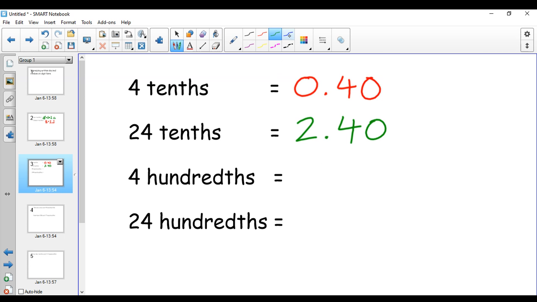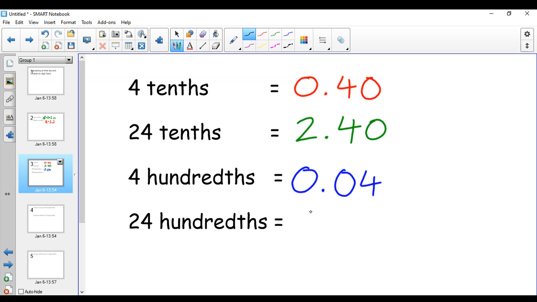Now underneath we've got 4 hundredths. 4 hundredths was definitely less than a whole. It's actually less than a tenth as well. It's 0.04.